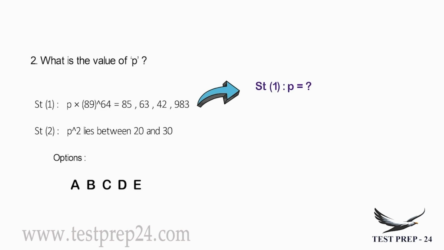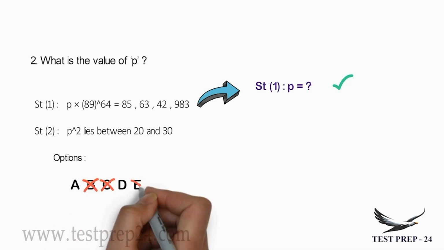Remember one thing: in data sufficiency you need not find the exact value of P. You just have to check the statement and tell whether the statement alone is sufficient or insufficient. If you look at this statement, you can easily find the value of P. But even if you don't know the value of P, we are least bothered about finding it. I can say one thing, that I can find the value of P. So if statement 1 alone is sufficient, which options can you eliminate? You can eliminate option B, option C, and option E.